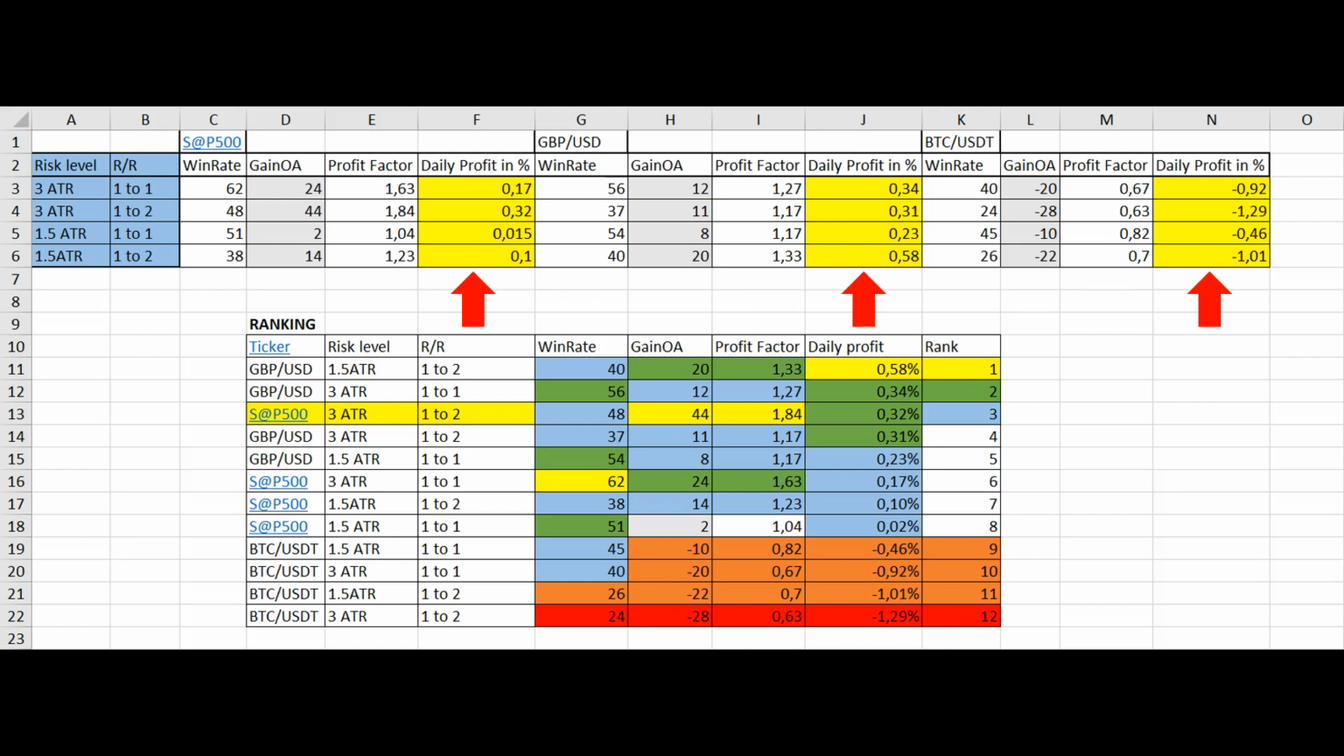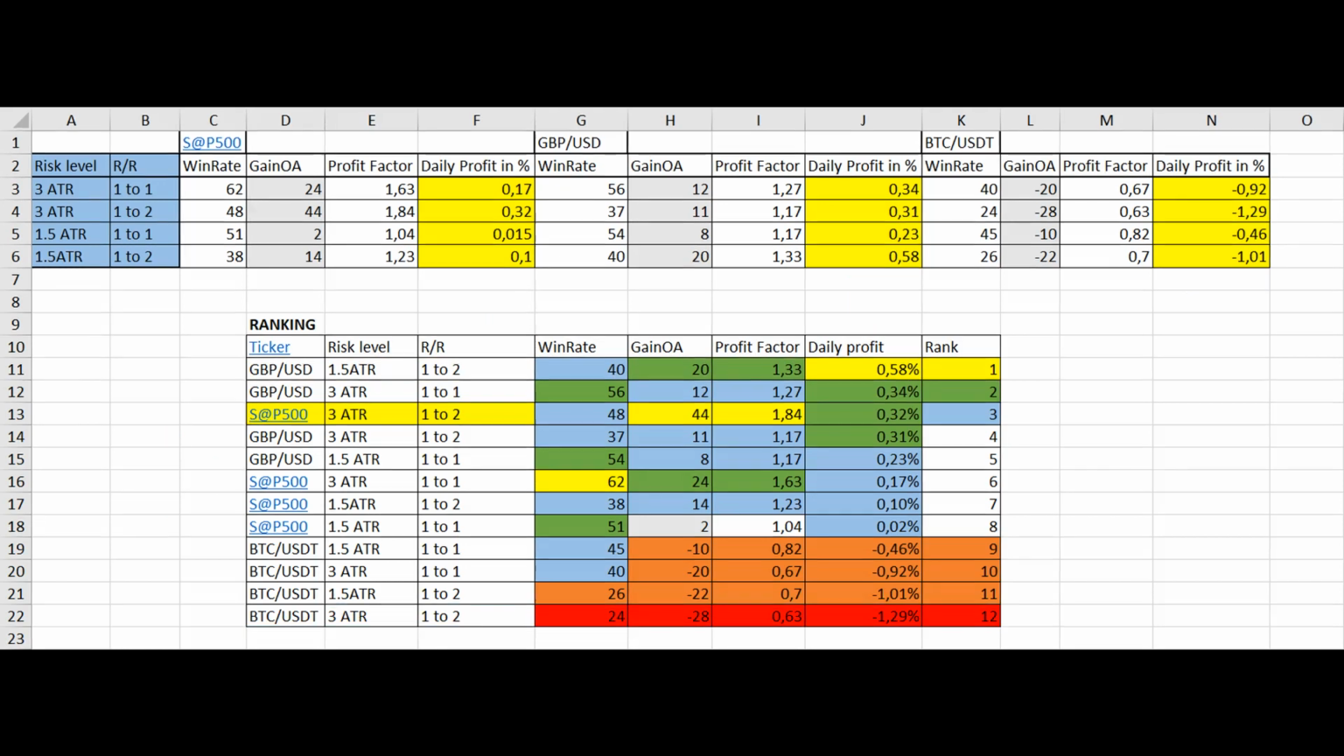And the most important one is the ranking sheet. So here in the ranking sheet, you can see that I ranked all the different settings based on the daily profits. So at the first place, which produced the best results, have given us a 0.58% gain on the account daily, which brings us to a 20% gain on the account total. And the worst results would have lost us 1.29% daily and would have resulted in a 28% loss on the account in total.